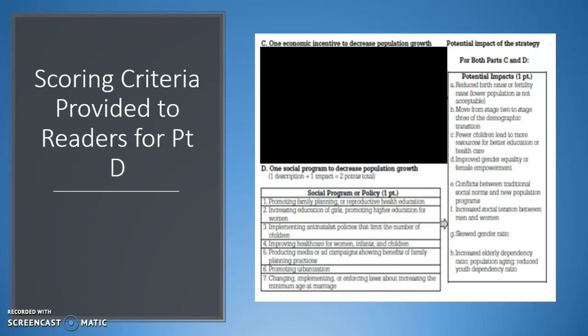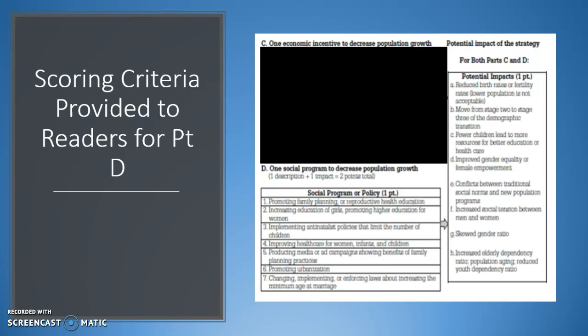Fewer children leading to more resources for better education or healthcare, improved gender equality or female empowerment. That's especially an outcome having to do with increasing education or economic opportunities for women. Conflicts between traditional social norms and new population programs. Increased social tension between men and women. That one's F. And that also tends to be something you see in societies where there's increasing education for women and increased social and economic power.